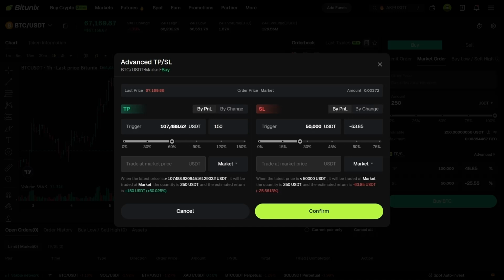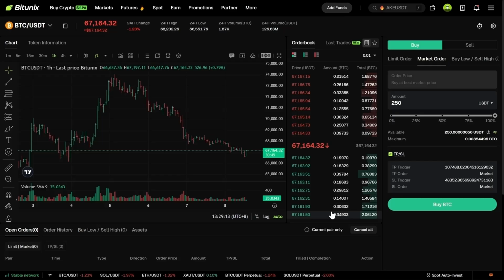Same with our stop loss. I don't want to lose more than, let's say, $70. And that will take our price to about $48,300. This is just a preference for the individual trader on how they prefer to set their take profit and stop losses. We also can use a market or a limit order. We are going to stick with market and confirm our take profit and stop loss.